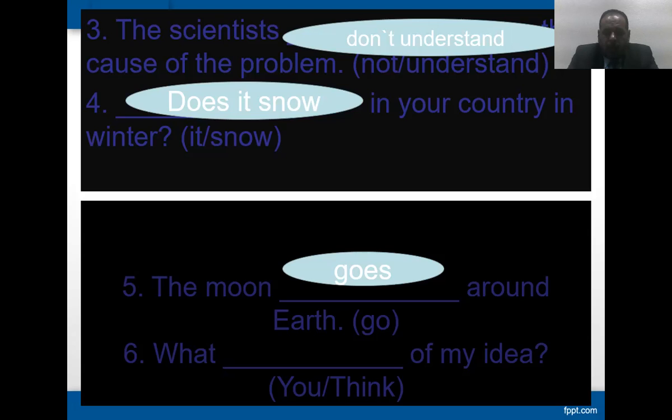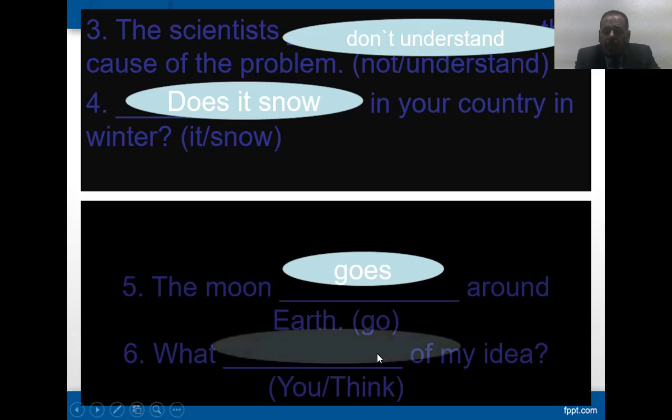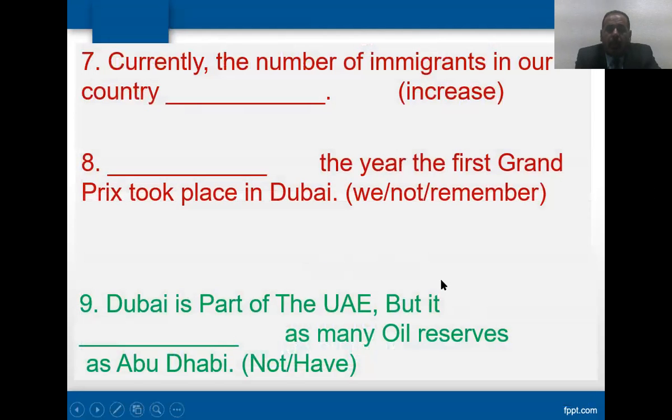What is my idea? Oh yes, here I have to use the verb think. What do you think or what are you thinking? When I use think as opinion, I use present simple. What do you think? That's right.